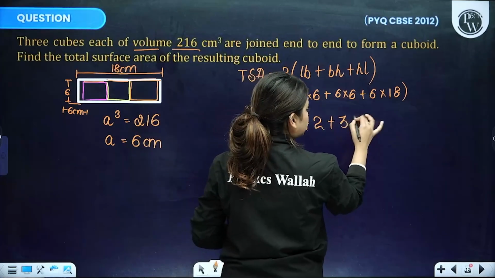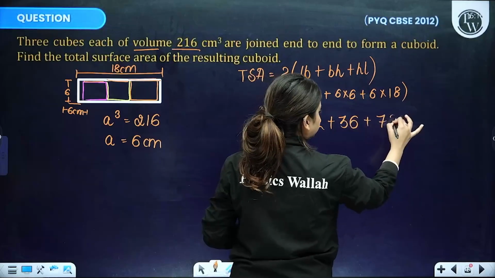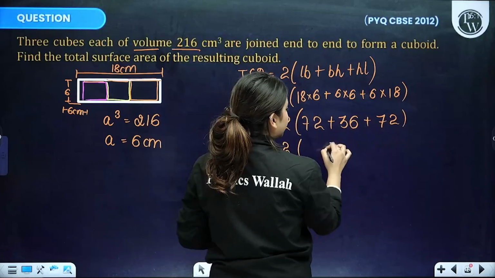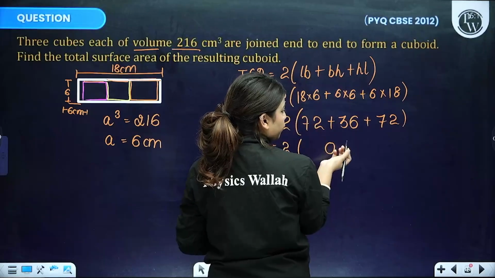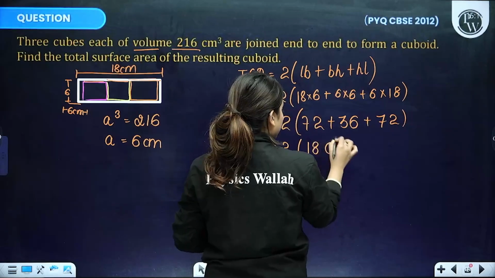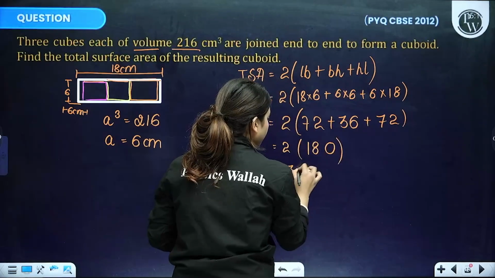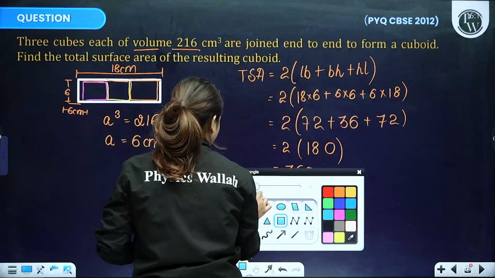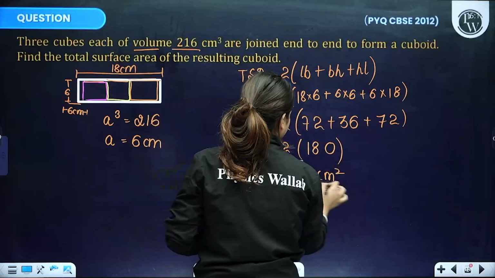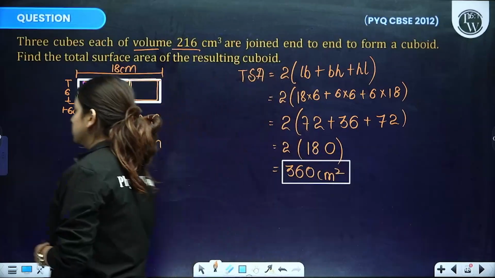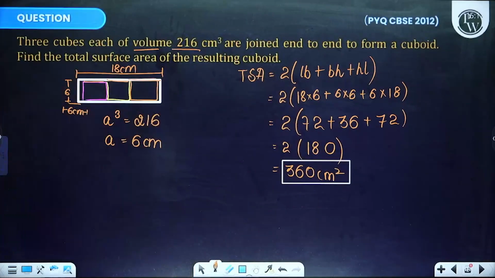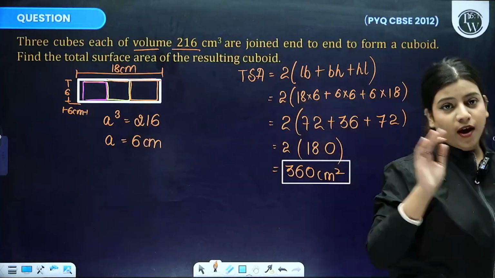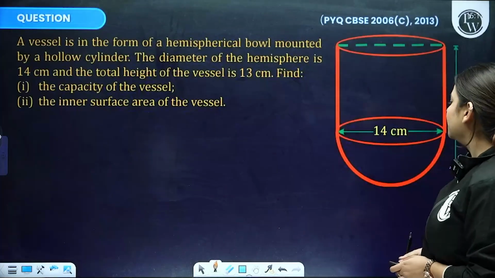108 plus 36 plus 108. So this will give you what? 108 plus 36 plus 108 is 252... So 2 into 180 will give you 360 centimeter square. So this 360 centimeter square will be the total surface area of our figure. I hope that this question is clear with everyone, right? Let's see the next question.